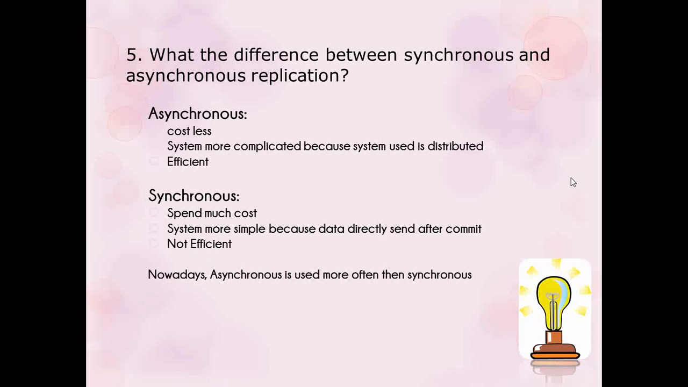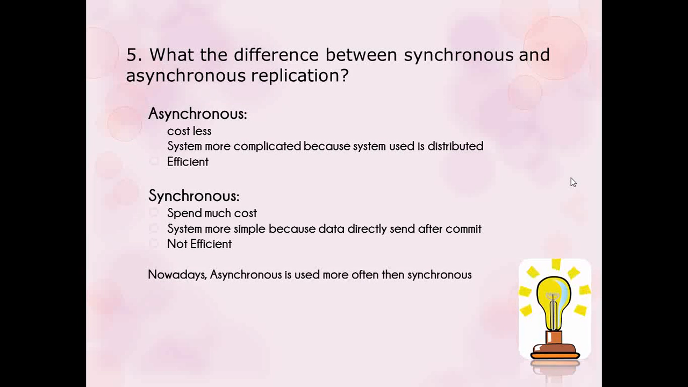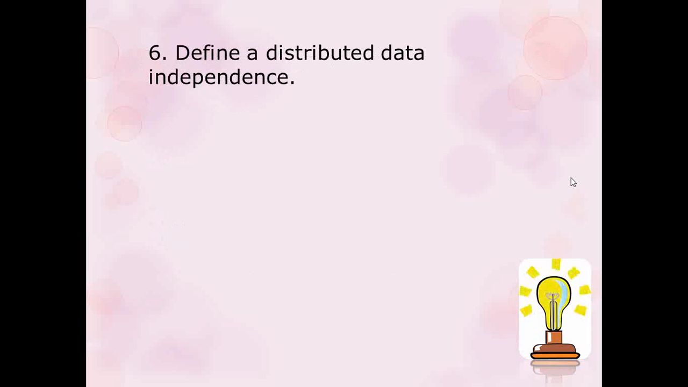If we do many transactions, of course, using synchronous will cost the system much more, because we will send continuously, like when we have updates again and again. But the synchronous system is simpler because the data is directly sent after commit, not like asynchronous, which is more complex. But synchronous is not efficient, and that's why nowadays asynchronous is used more often than synchronous.